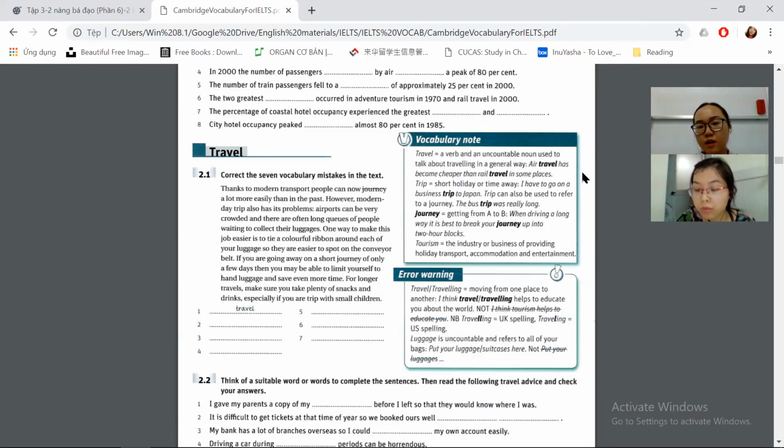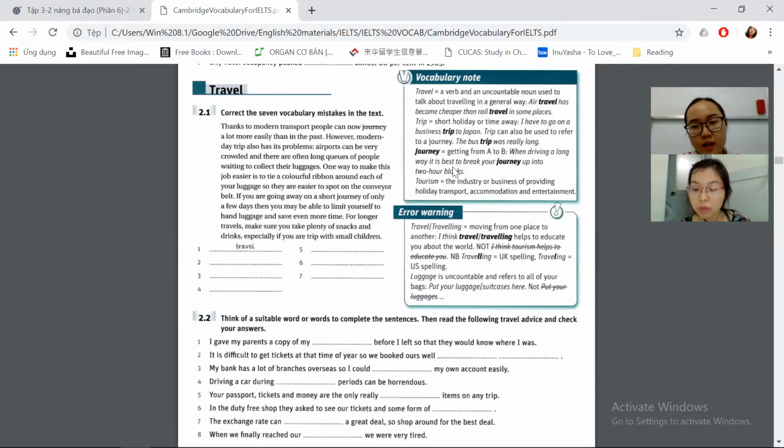Air travel has become cheaper than rail travel in some places. We can also use car travel. A trip is a short holiday or time away. It's not only a holiday. You can use it for a business trip or a bus trip. Yes, just time away.